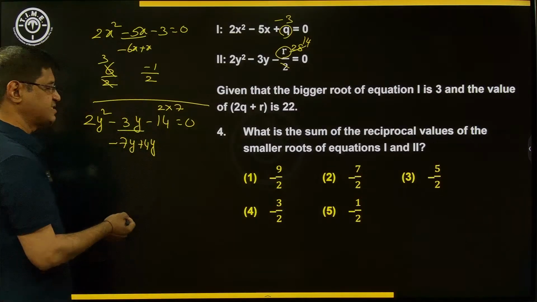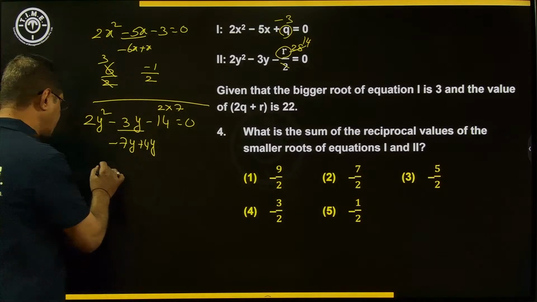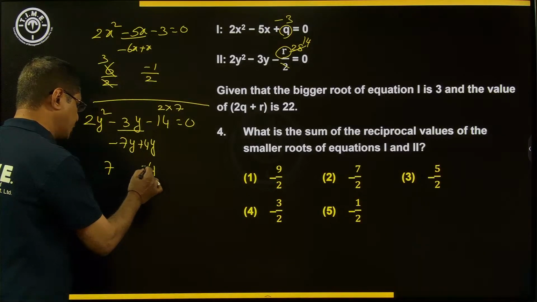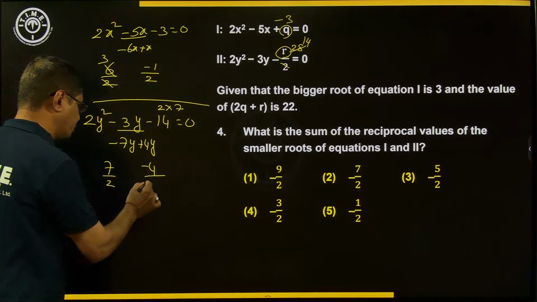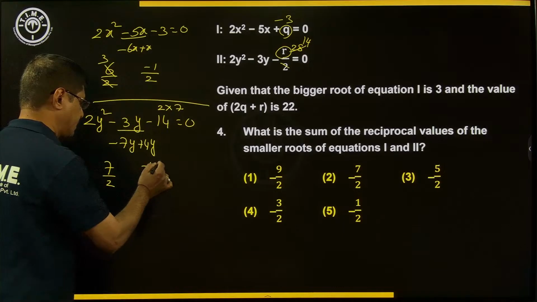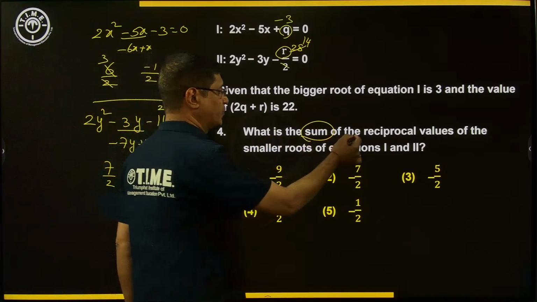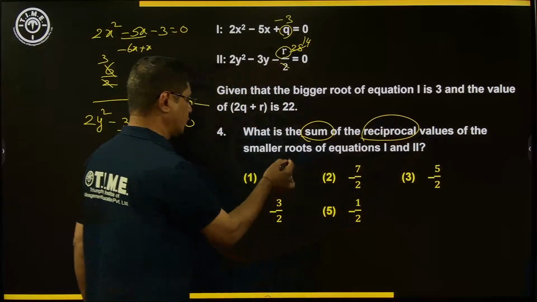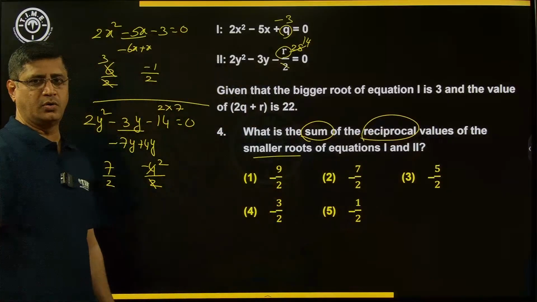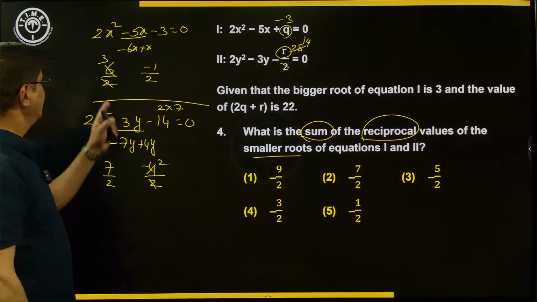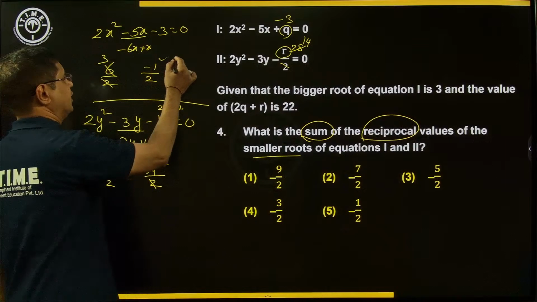Now what are the factors? 7 and 4. The roots are, take the same numbers with opposite sign, divide with coefficient of y square. Okay, what we need to find? Sum of the reciprocal values of the smaller roots of. What are the smaller roots? Here, the smaller one is minus 1 by 2.